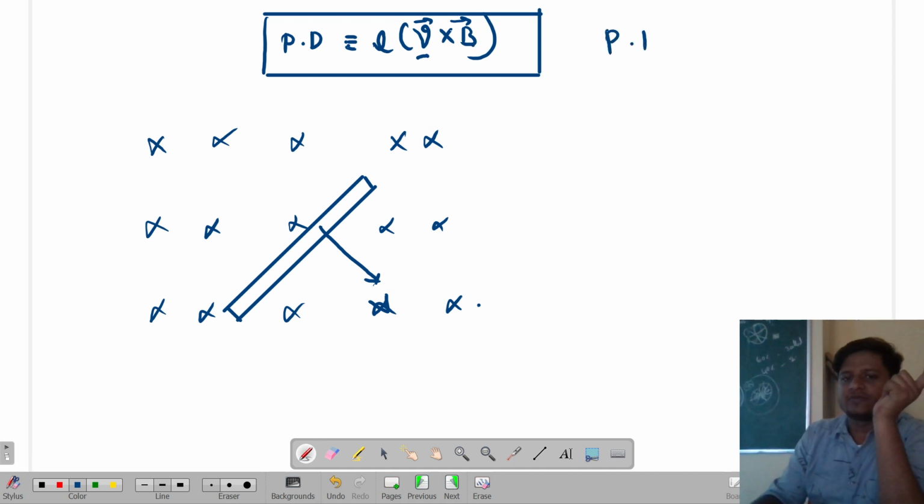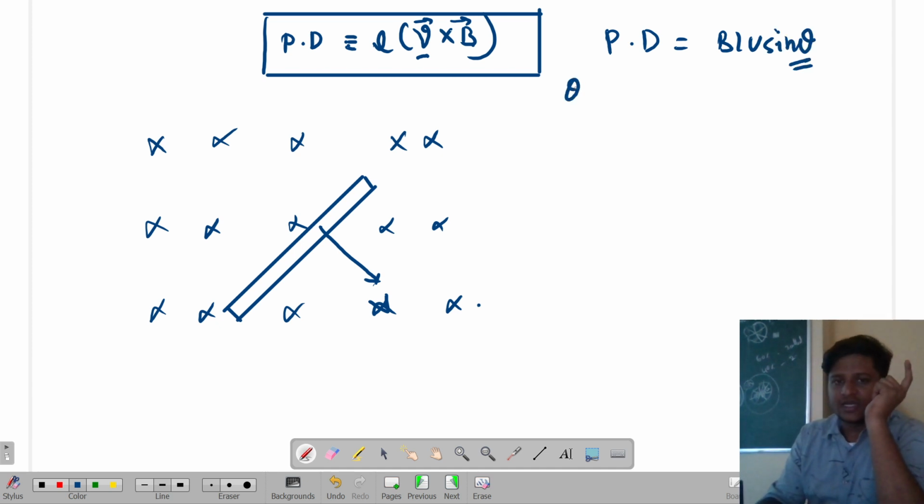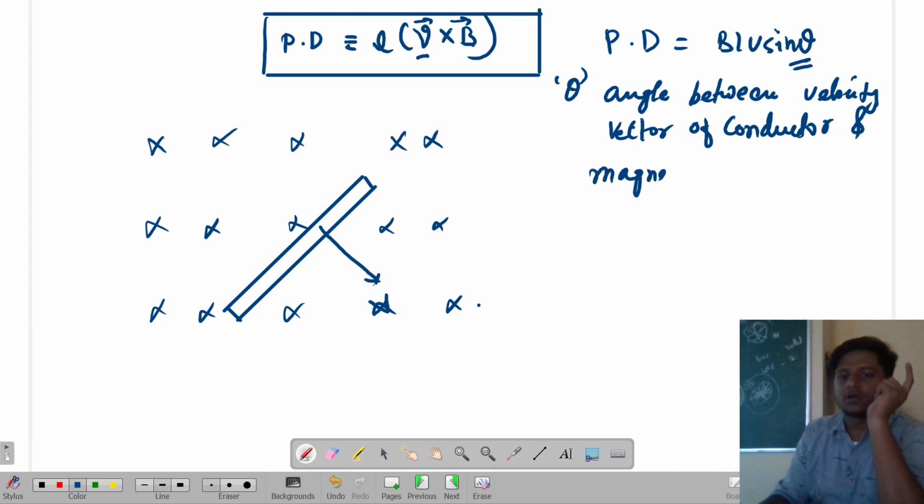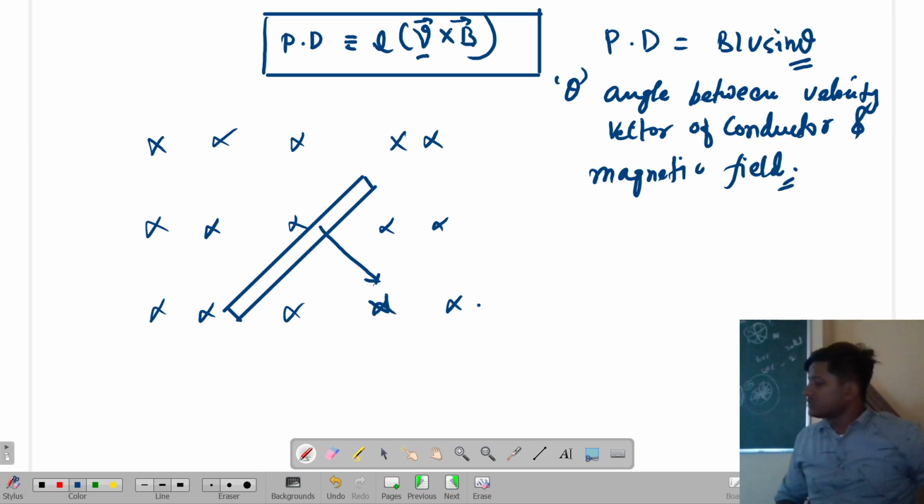If the velocity of the conductor starts to make angle theta with the magnetic field, the potential difference changes to B L V sin theta. What does it change to? B L V sin theta, where theta is the angle between, remember that, the velocity vector of the conductor and the magnetic field. Write this fast. Did you write or not? Do it fast.